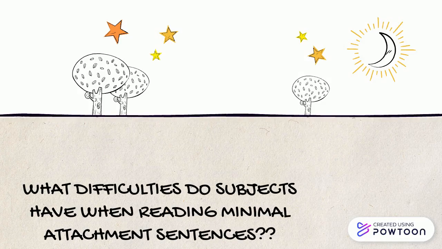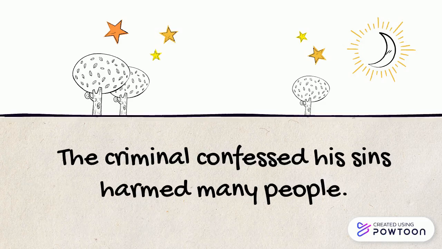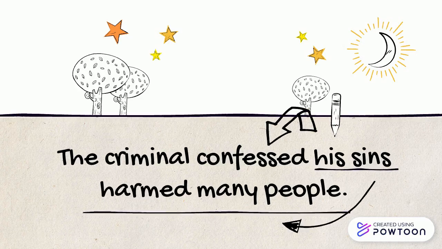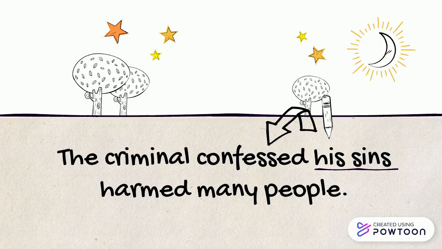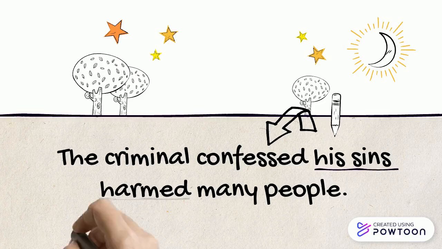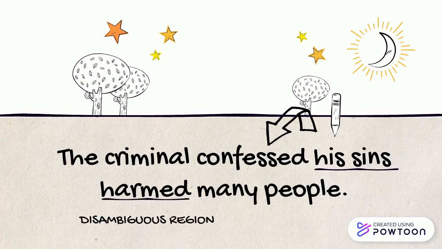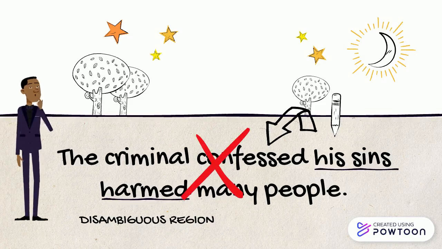So what difficulties do subjects have when reading these minimal attachment sentences? Minimal attachment leads the reader to adopt the structure containing the fewest possible nodes. So when the reader gets to his sins, the simplest analysis is that his sins would be the object of confessed rather than the subject of the complement clause harmed many people. So the reader initially goes with this analysis until he reaches harmed, which is the disambiguating region, at which point he realizes something is wrong and has to backtrack and reanalyze.